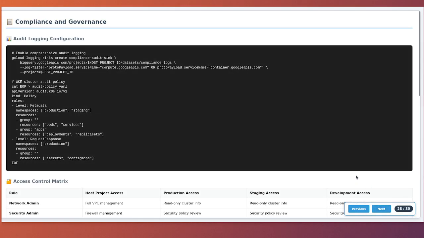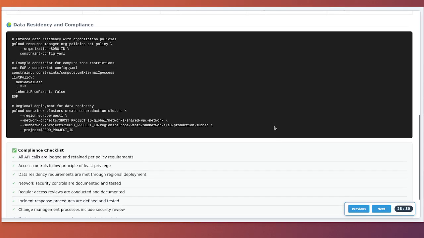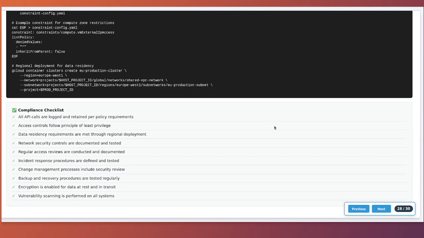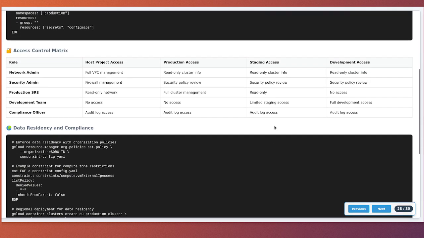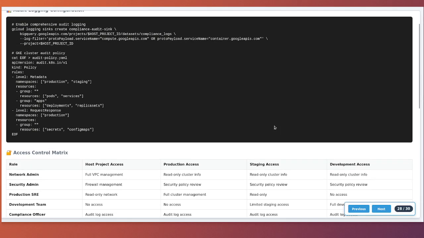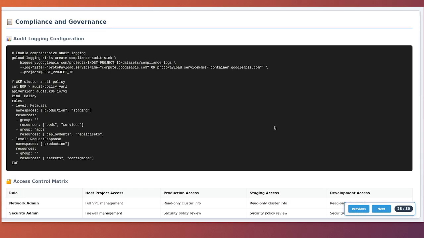Compliance and governance. Compliance in shared VPC environments requires coordination between network-level controls, managed by the host project, and application-level controls, managed by the service projects. This separation actually helps with compliance by providing clear boundaries. Audit logging is crucial for compliance. Enable audit logs for all API calls in both host and service projects. This provides a complete trail of who did what and when.